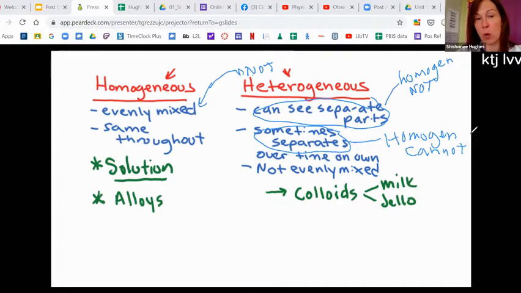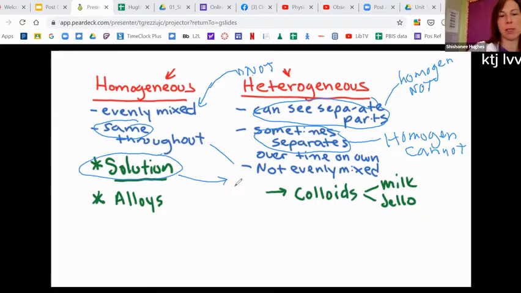If I were to break up every single piece of a homogeneous mixture, they would all look the same, whereas a heterogeneous one would not. So some things we call homogeneous, these are solutions, these are not.